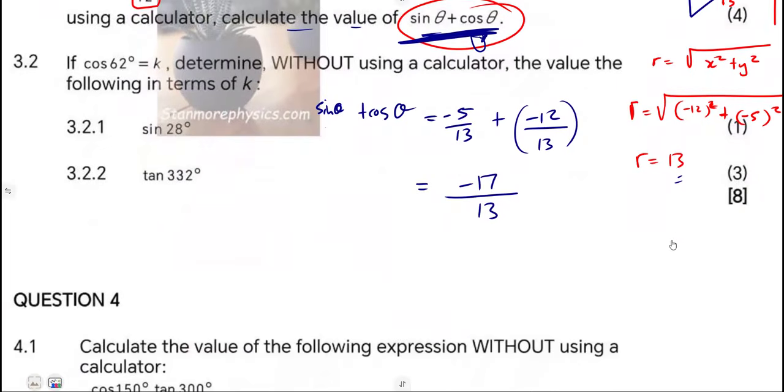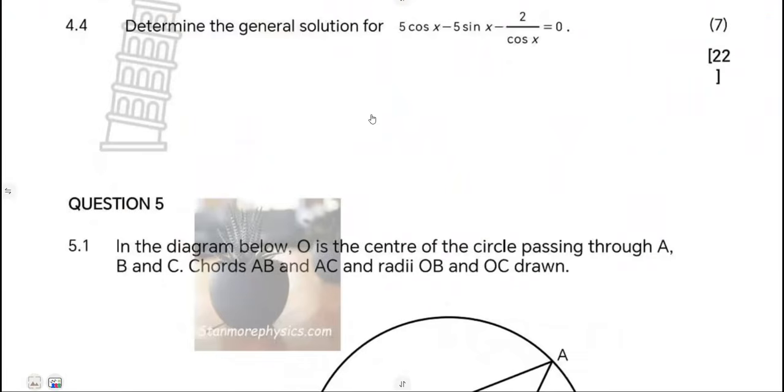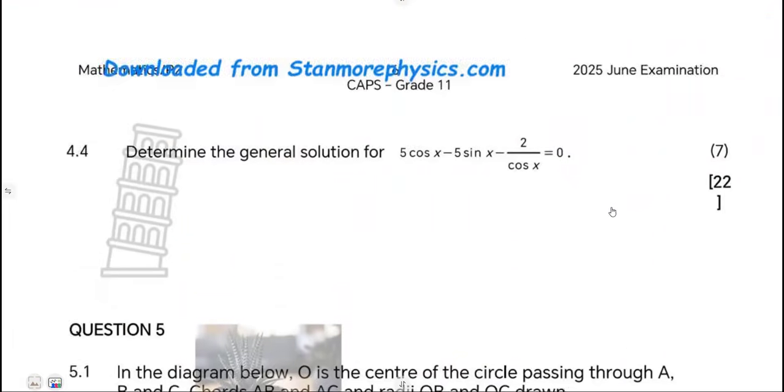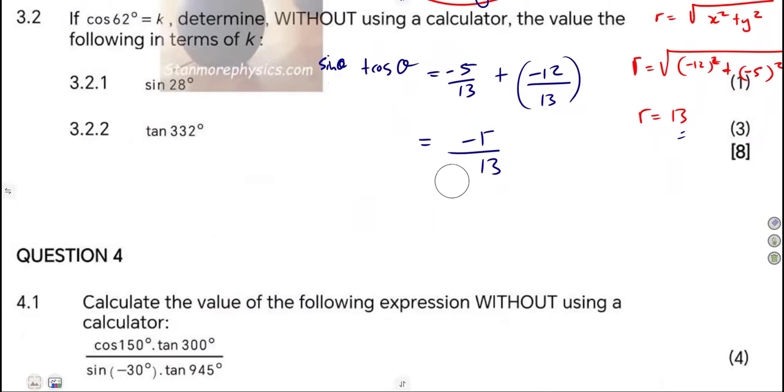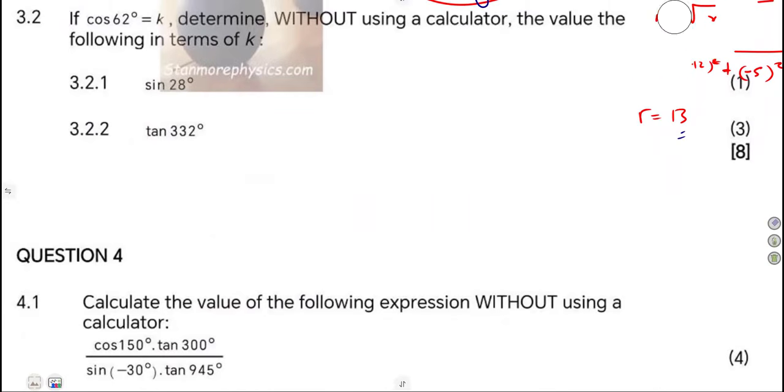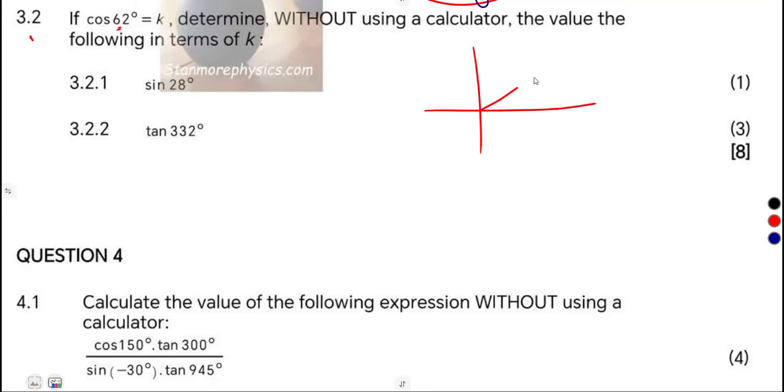All right, same concept here on 3.2, sorry for that. Same concept, but this time we are given the cos of a certain angle is equal to K. And that angle is an acute angle, as you can see. So if we consider that we have a diagram here, then the cos of a certain value, which is 62 degrees, is equal to K.